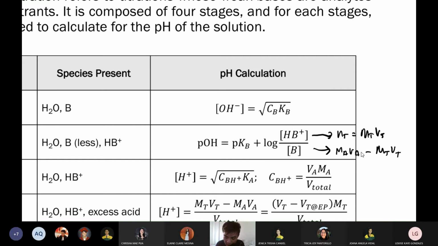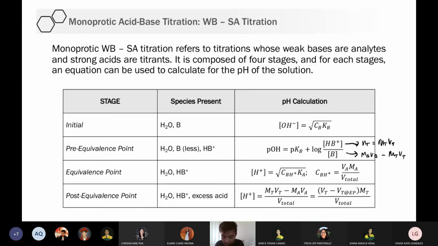What else? We are done with pre-equivalence. At equivalence point, we are assuming that all the base has been converted to the conjugate acid form. That's why our solution contains water and the conjugate acid. Of the two species, which will contribute to the pH of the final solution? The water or the conjugate acid? Comment in our chat box. Of the two species, which will contribute to the pH of the solution? Water or the conjugate acid?